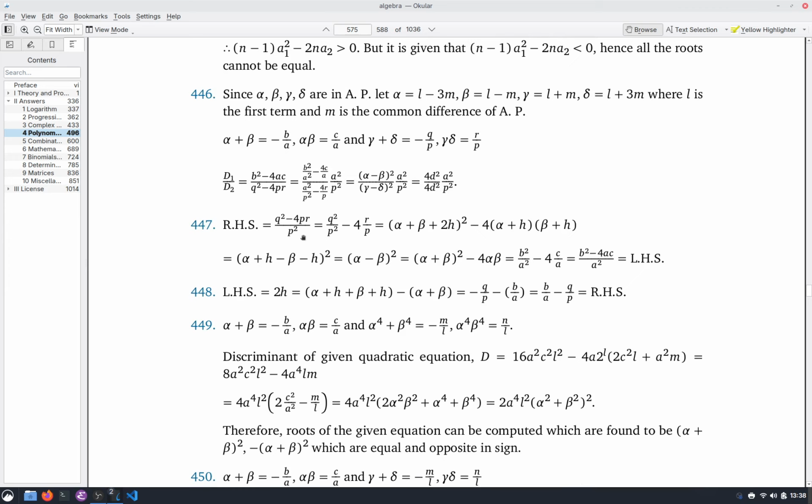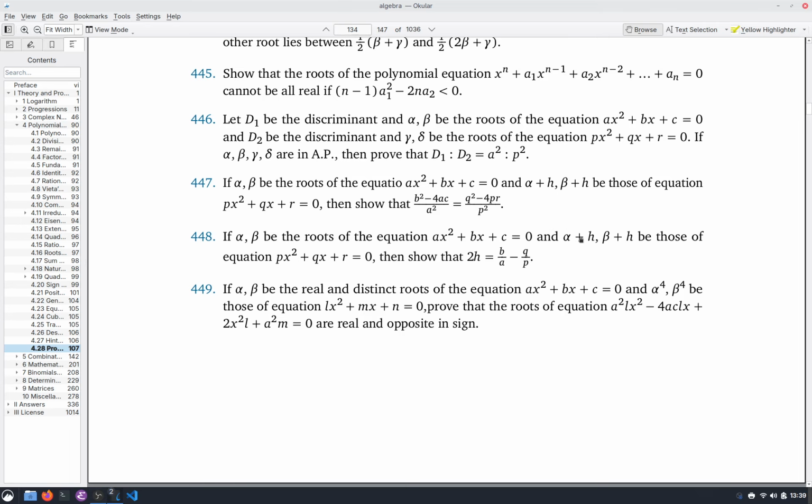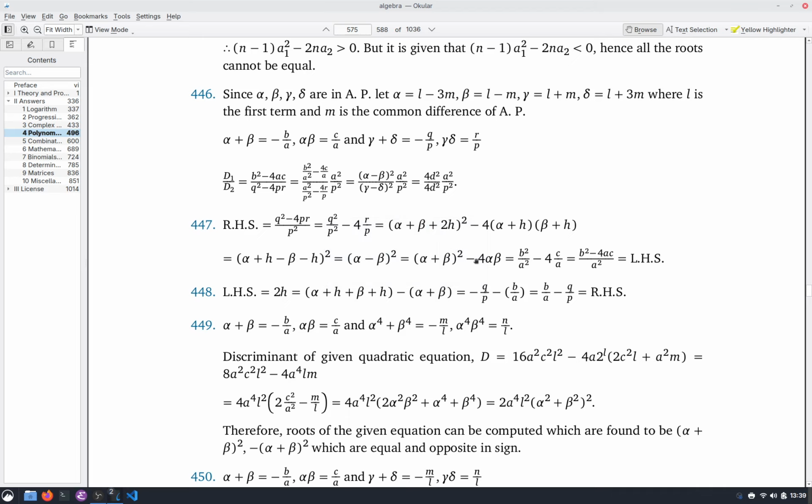So here we take the right hand side, we write this (q squared minus 4pr) by p squared is equal to q squared by p squared minus 4 into r by p. So this q squared by p squared will be equal to (alpha plus beta plus 2h) whole squared, because the sum of these two roots will be minus q by p. And similarly, this term will be equal to minus 4 into (alpha plus h) into (beta plus h).